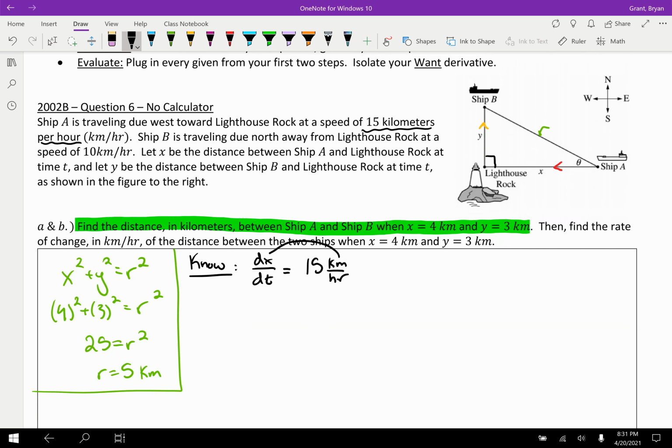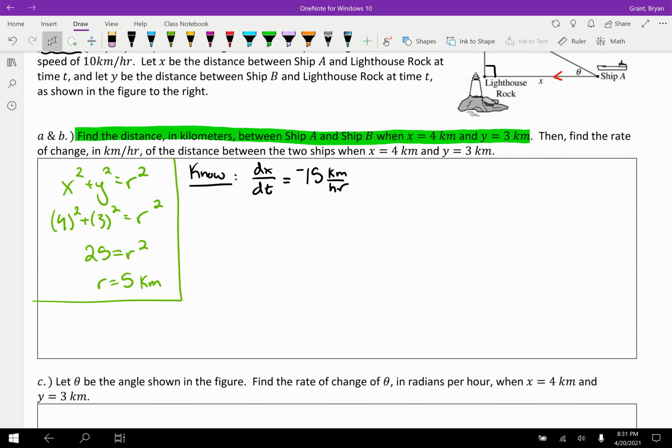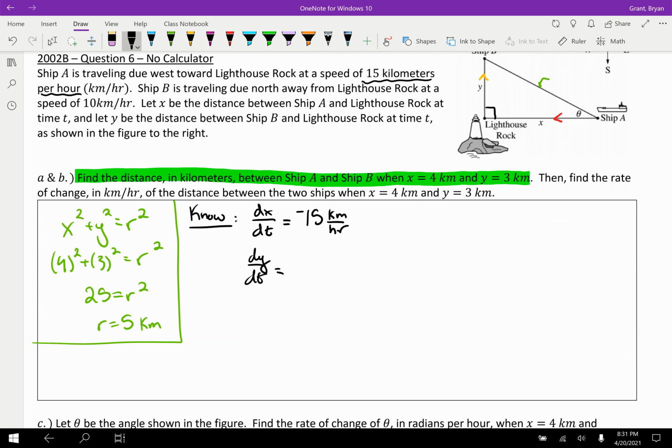Two things to note. X is in kilometers, time is in hours. Those need to match up. And also, I've made a mistake here because we need to realize that this distance x is decreasing. And how do you show a decreasing rate? With a negative. We know this is decreasing because the ship is traveling towards Lighthouse Rock. Hopefully it turns at some point. Do we know anything else? Yeah, I think we also know dy/dt. And we know y is moving north, so that's increasing, so it's positive 10 kilometers per hour. Great. What rate do we want? Well, we want the rate of change of the distance between the 2 ships.